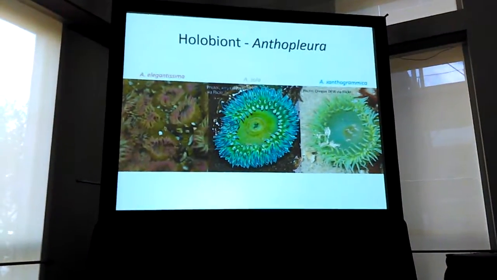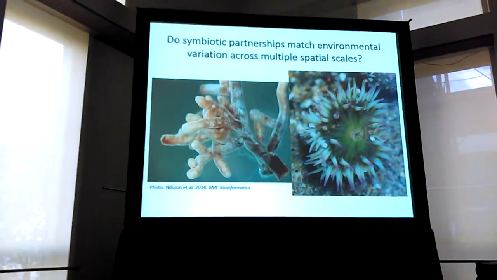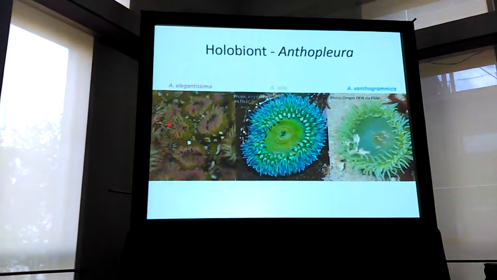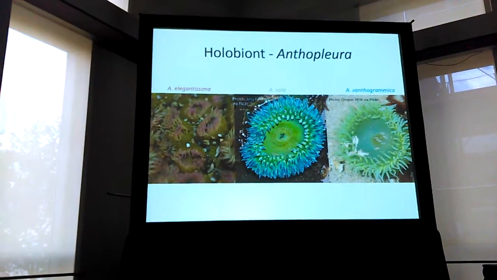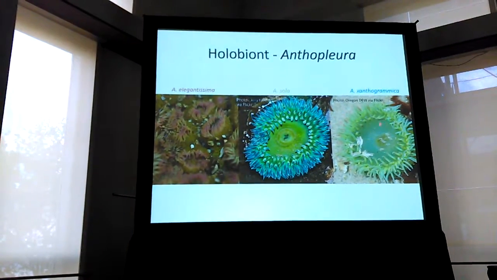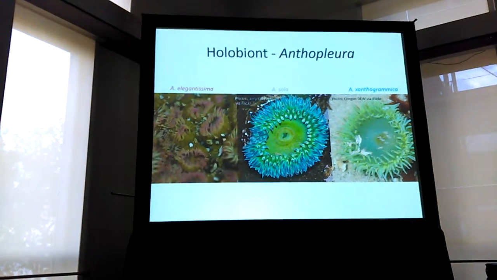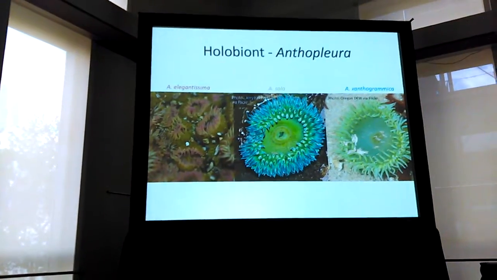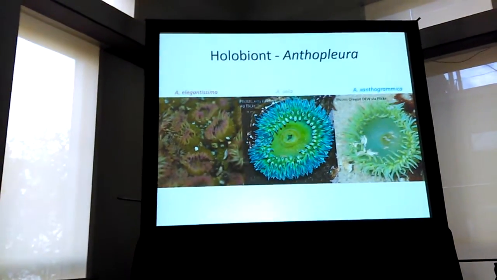So my three species that I work with are all in the genus Anthopleura. There's Anthopleura elegantissima, which is a small clonal polyp that forms these really large aggregations in the intertidal zone. And then two solitary polyps, Anthopleura sola and Anthopleura xanthogrammica. Those tend to be found lower in the intertidal zone. They're large and solitary, and don't form those large aggregations like elegantissima does.